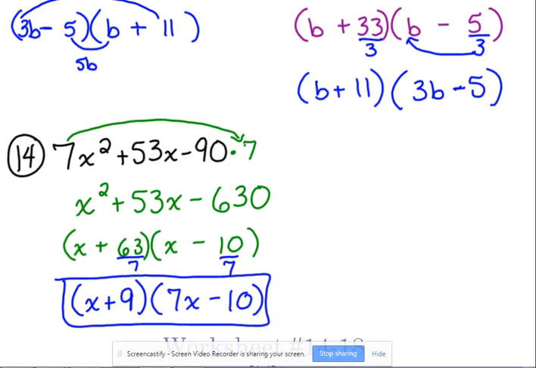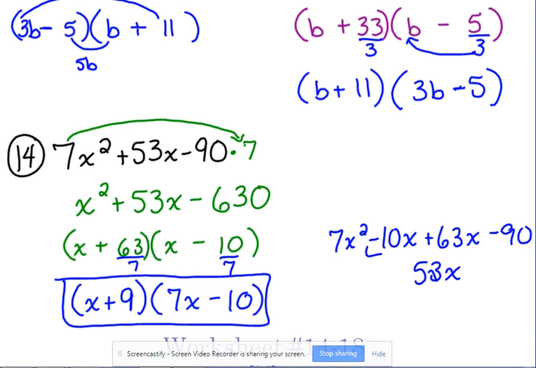Foil it out real quick. x times 7x is 7x squared. x times negative 10 is negative 10x. 9 times 7x is positive 63x. 9 times negative 10 is negative 90. That is what we had originally. 7x squared plus 53x minus 90 was our original problem.